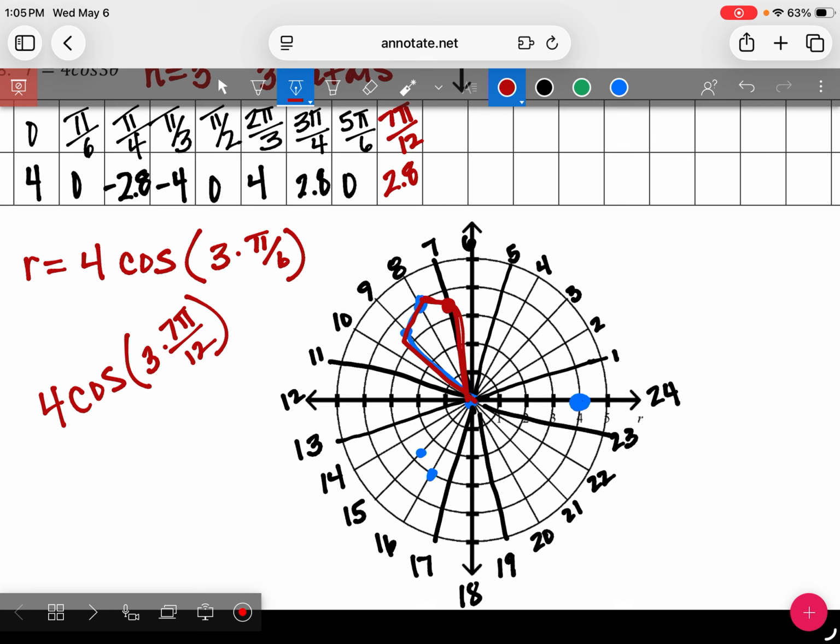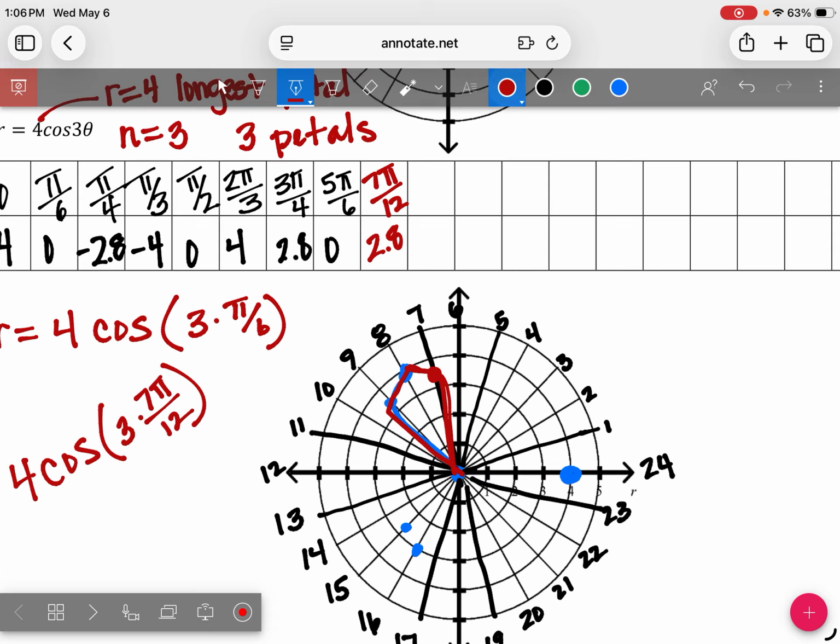Now, when I go down here, I'm also missing a point on this line, which would be what? 17 pi over 12. So we need to add 17 pi over 12 to our table too. Any place that you put a pin needs to be in the table. So when you type that in, you're also going to get 2.8. So now I have 2 complete petals.